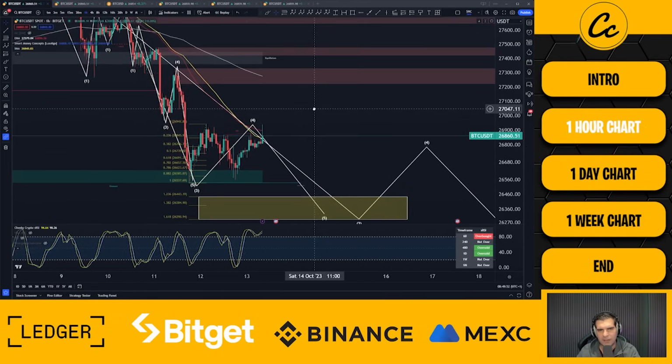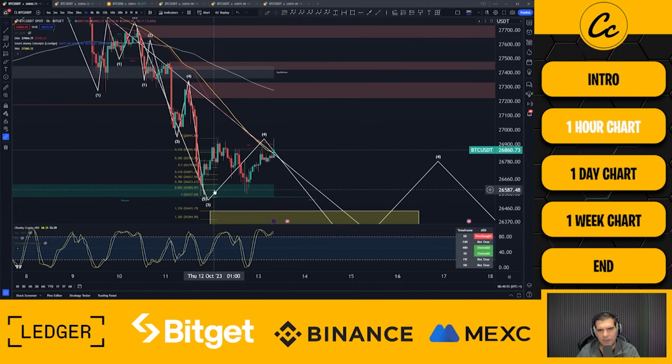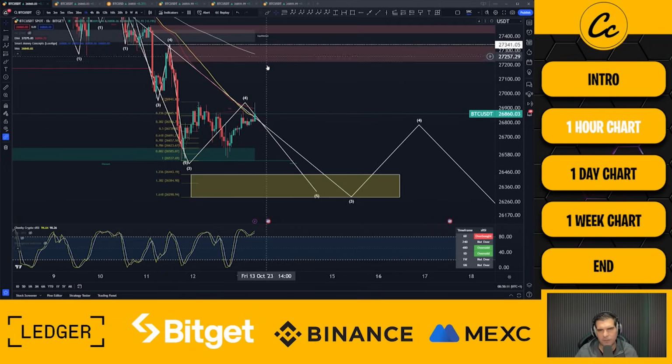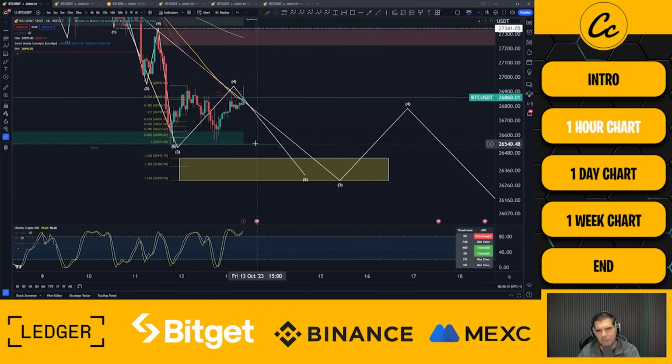We haven't broken out of it in any way, shape, or form. In fact, the only way to really break out of this particular pattern is for us to breach the wave 1 high, which currently comes up at about 27,300 and basically $27,341. Okay, that's the invalidation. Wave 4 is not allowed to cross. So until that happens, we have to expect still bearish situation to be in.